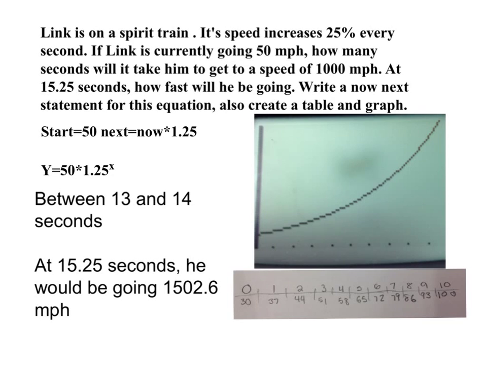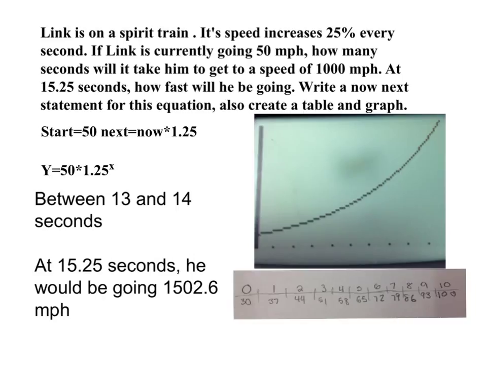Link is on a spirit train. Its speed increases 25% each second. If Link is currently going 50 miles an hour, how many seconds will it take for him to get to a speed of 1,000 miles an hour? At 15.25 seconds, how fast will he be going?